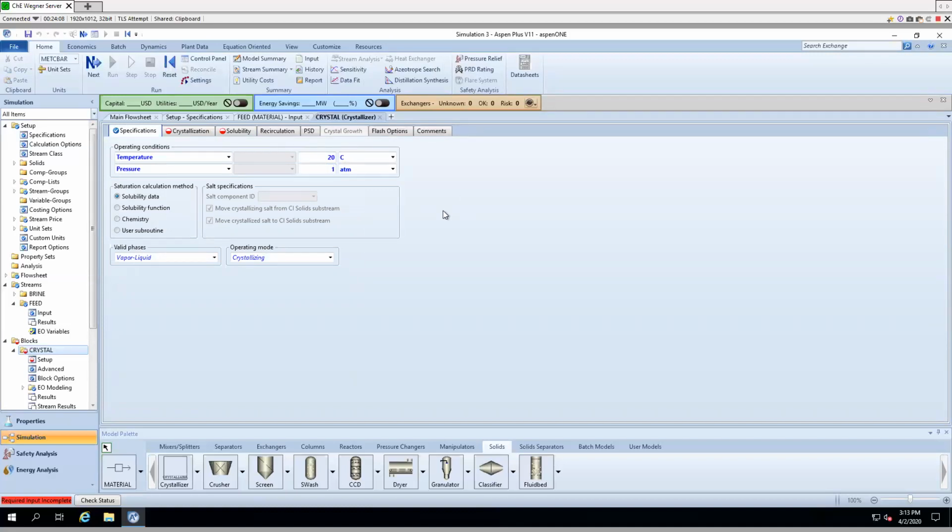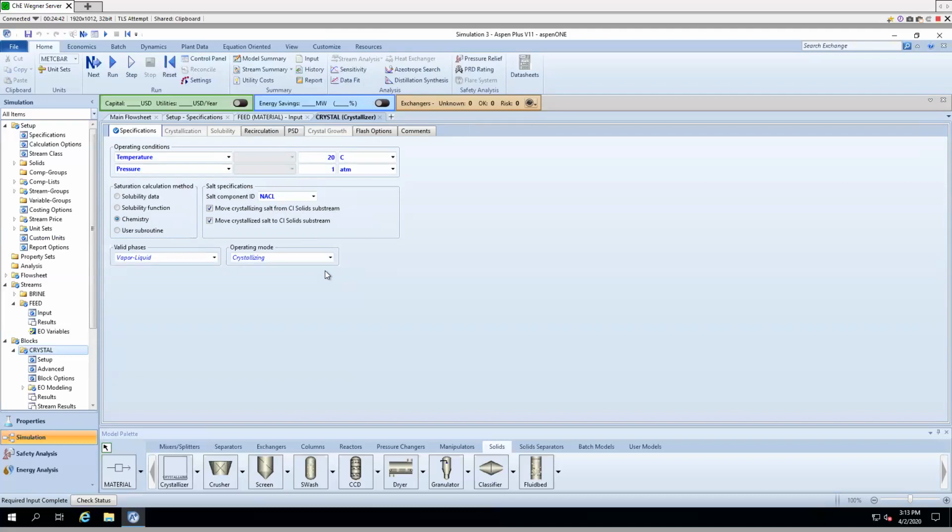And the next thing we have to do is click chemistry. If you'll remember earlier on under properties, we went into that chemistry section so I could show you where the equilibrium constants were. What this does, this saturation calculating method being selected as chemistry, is it will pull equilibrium data from the salt we select here to be used for solubility, rather than having to manually input it ourselves. So under salt component ID, we tell now the crystallizer we're dealing with sodium chloride.